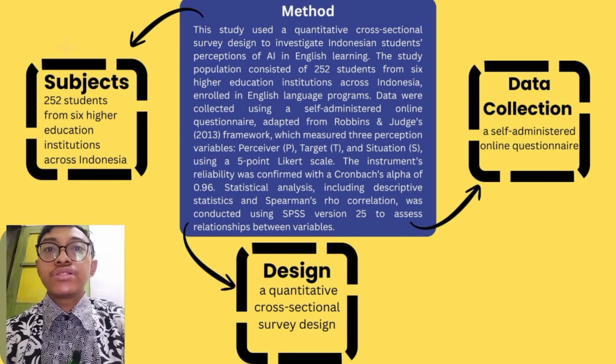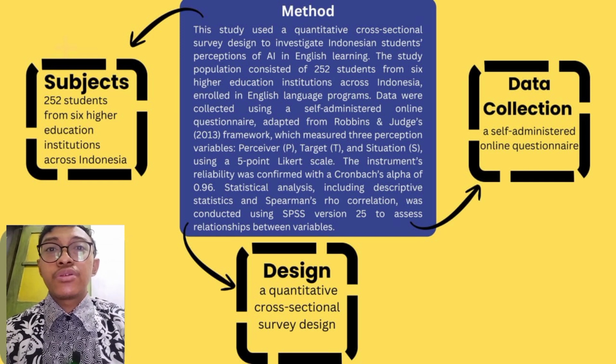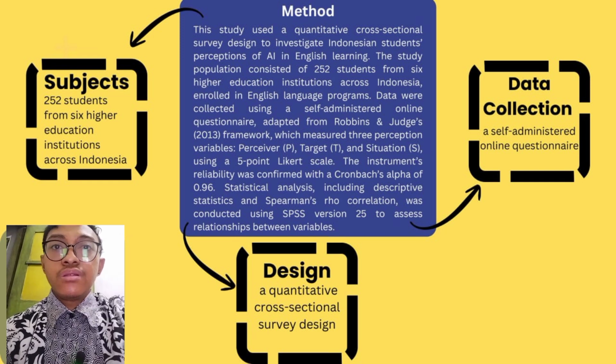Each item in the questionnaire used a 5-point Likert scale, and the reliability of the instrument was very high, with a Cronbach's alpha of 0.96. The researchers analyzed the data using SPSS version 25, applying both descriptive statistics and Spearman's correlation to examine the relationship between the 3 perception variables.